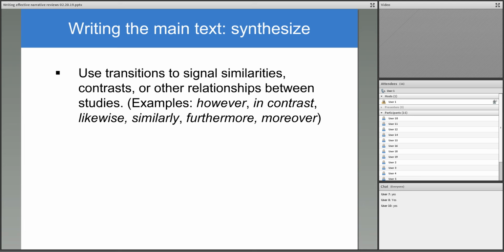Another tool of synthesis is transitions. Use transitions to show relationships between passages, such as similarity or contrast, and to help convey your interpretation of the information. Transitions can be phrases or, often better, entire sentences.